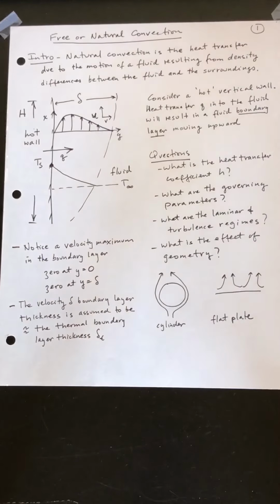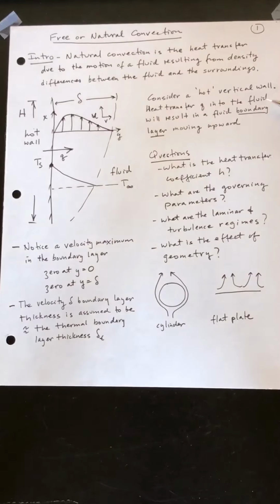Hello again. Today we're going to talk about free or natural convection. This is the heat transfer due to the motion of a fluid, resulting from density differences between the fluid and the surroundings. So let's look at a sort of representative situation. Look at a hot vertical wall.